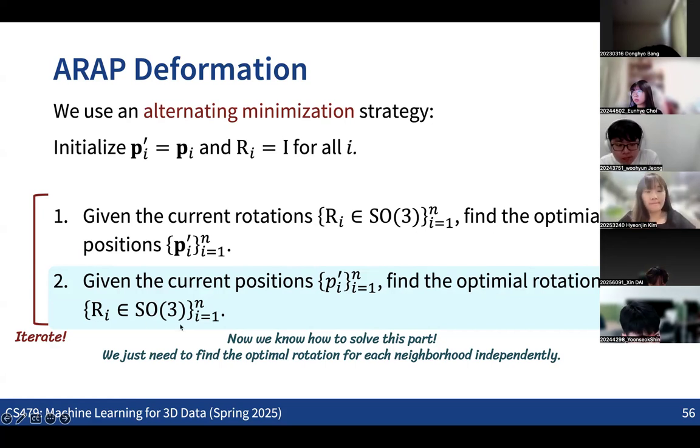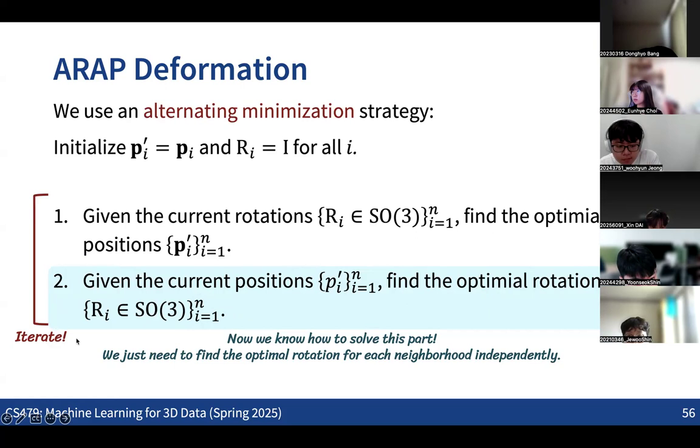Actually, in the previous slide, what we have seen is the second part. Once we fix the positions of all the vertices, we know how to find the optimal rotation. This is done by solving the orthonormal Procrustes problem for each neighborhood, right? So we know how to do this. The question is how we solve the first part. Actually, solving the first part is not very difficult. It's the same thing that we have done in the previous slide.